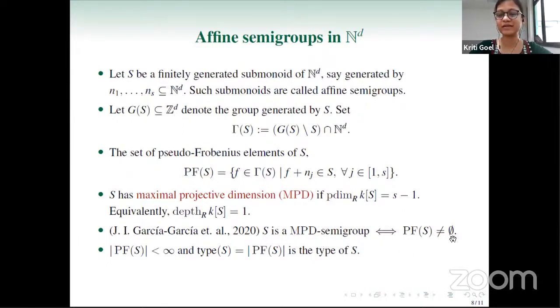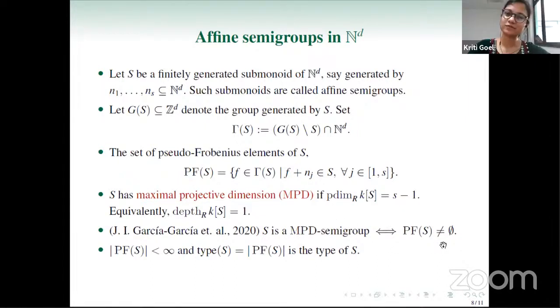The second observation being that, of course, when we want to work with pseudo-Frobenius elements, we want the set to be non-empty. This means we have to force the condition of the semigroup to be an MPD semigroup, and we do have a large class of rings which satisfy this property. But then we also lose one thing. Over the set of natural numbers, our semigroup rings were always Cohen-Macaulay because they were dimension 1 and they were domains. But if we are imposing the condition of S being an MPD semigroup in high dimensional spaces, this condition is equivalent to saying that the depth of the ring is 1. In particular, if your dimension d is bigger than or equal to 2, these rings will never be Cohen-Macaulay. So this Cohen-Macaulay property is something that we will lose once we impose the condition of MPD.